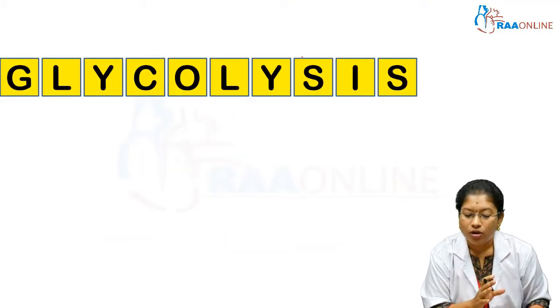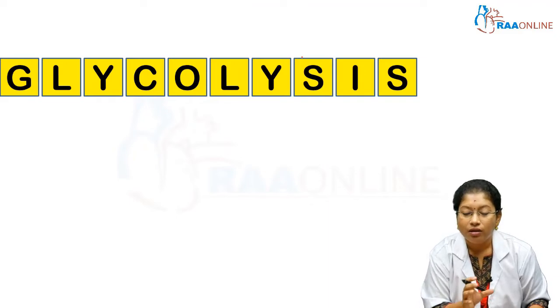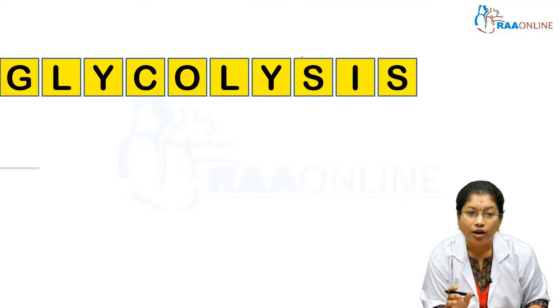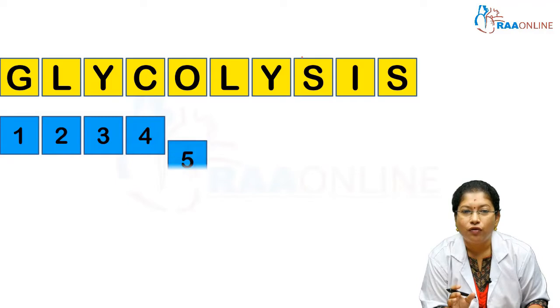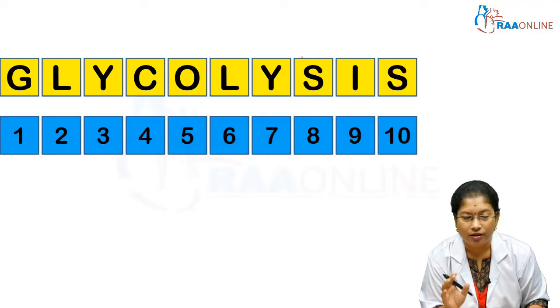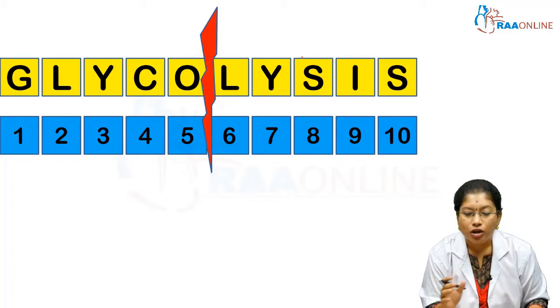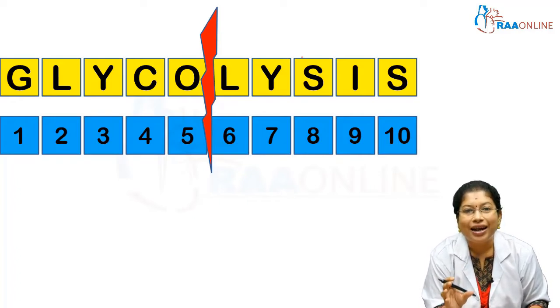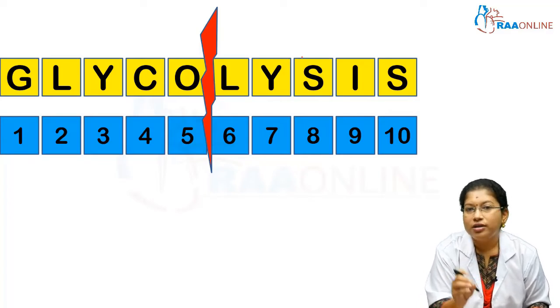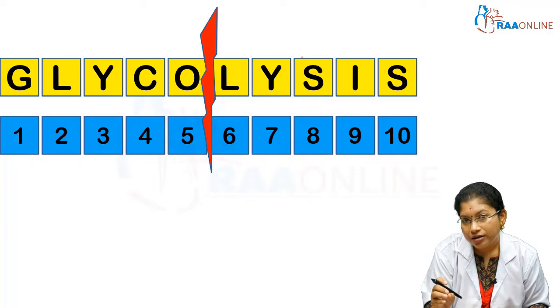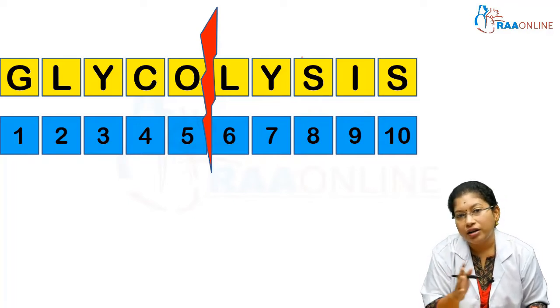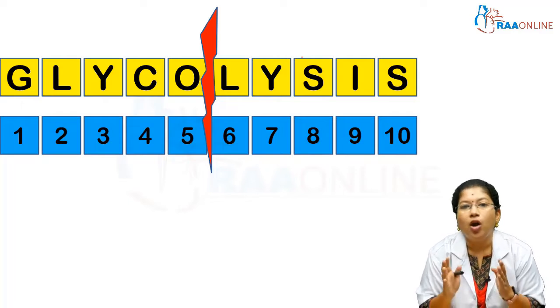Now you can see glycolysis. In this word, there are 10 letters: 1, 2, 3, 4, 5, 6, 7, 8, 9, 10. You can divide this into half. So it represents 10 reactions. This is actually like a mnemonic. The glycolysis word contains 10 letters, so there are 10 reactions in glycolysis. We can divide them into equal halves.